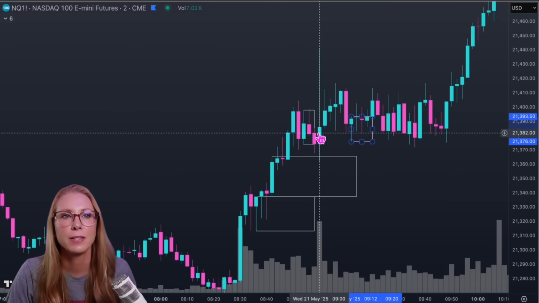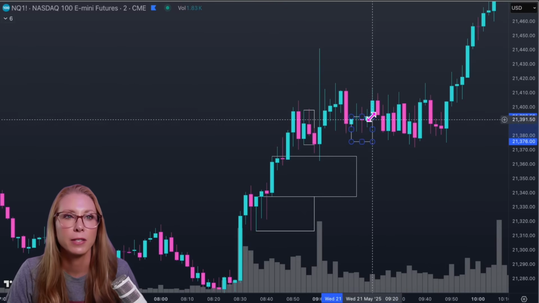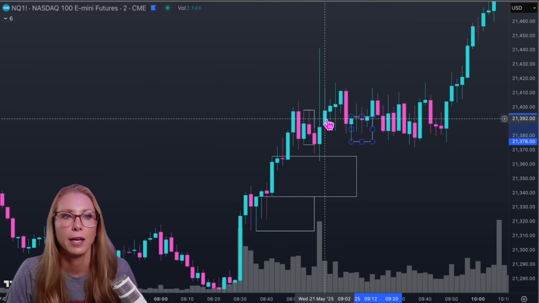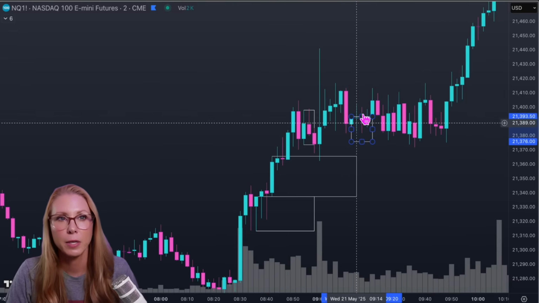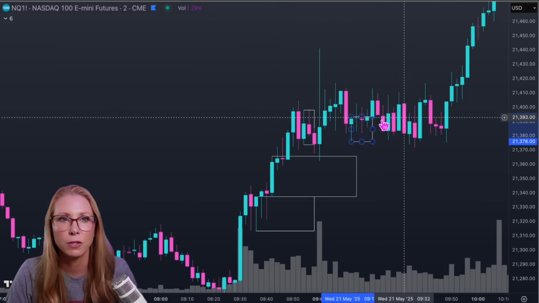So then I want to kind of see the trend reform. So in this case, I wouldn't take this one because the entry is below so many of the recent trend candles. And good thing I wouldn't, because this ends up really choppy. So then kind of where's our trend? It's kind of getting lost in all of this.